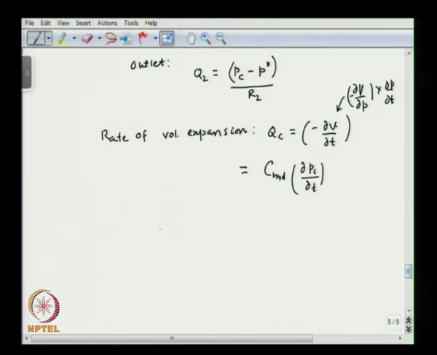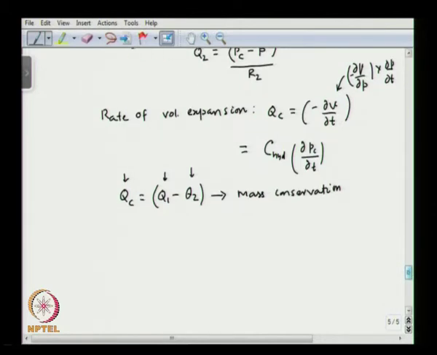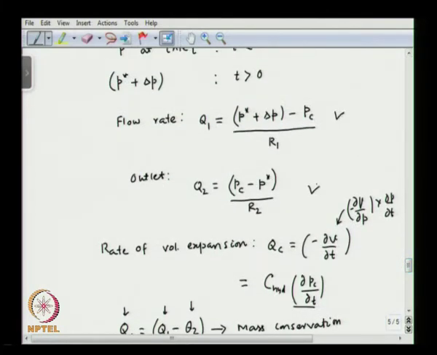So, now you can write Qc equal to Q1 minus Q2. This is nothing but mass conservation. Q1 is what comes in and Q2 is what goes out at the outlet. So, the difference is the volume expansion in terms of the expansion of the membrane. So, we can write del Pc over del T into C hydraulic will be equal to Q1, we have an expression for Q1 and also Q2.